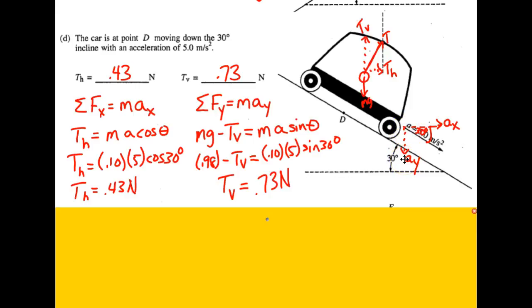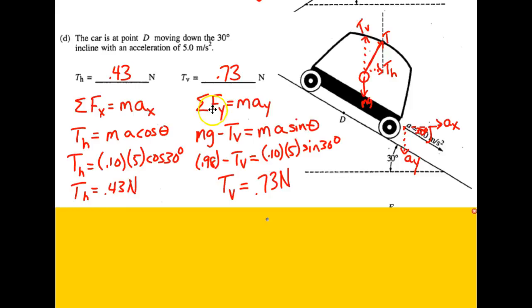So sigma F in the x direction equals ma. Is the ball accelerating horizontally? Yes, with this horizontal component of the acceleration, and that would be a cosine theta. So TH is the mass, 0.1 times 5 cosine of 30 degrees. We get a horizontal component of 0.43 newtons.